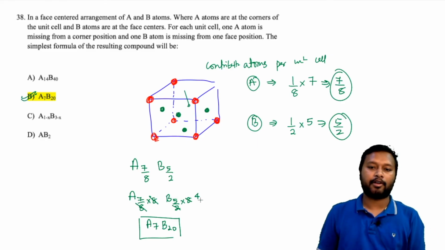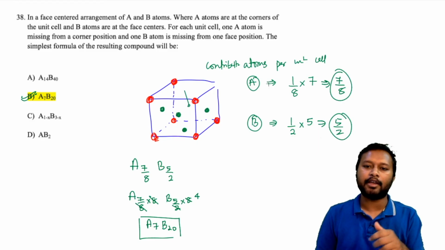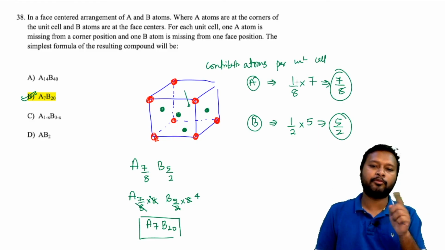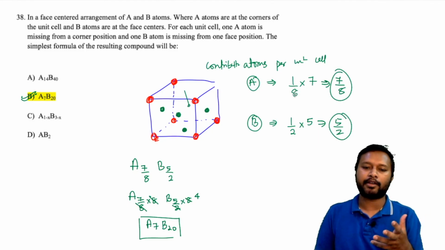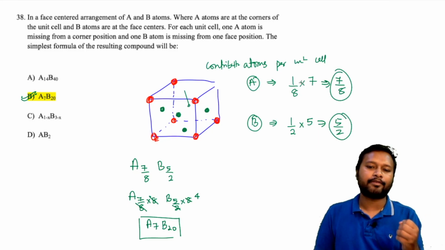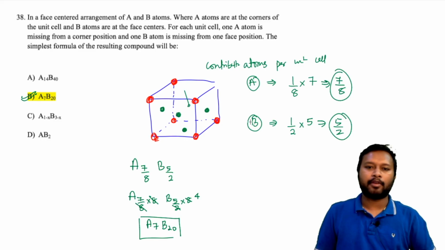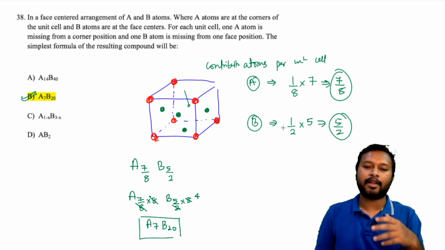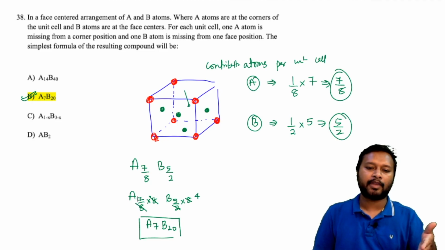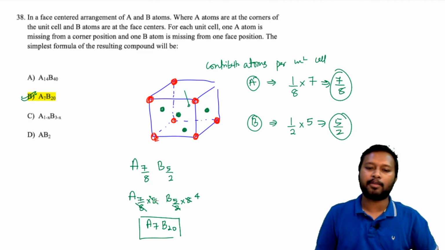But it is very important to understand, so once again I'm explaining. See, atoms A were at the corner. Each corner atom contributes 1 by 8. Since only 7 atoms are there in a particular unit cell, 7 into 1 by 8 will be the contribution per unit cell. And same for B, each atom on the face center contributes 1 by 2. Since there are only 5 present, because 6 faces are there but 1 is missing as per the question, 5 into 1 upon 2 will give you 5 by 2. So 7 by 8 and 5 by 2, I have just written it, and since we have to make it a simple whole number ratio, I have multiplied everything with 8, and that's how I got my answer.